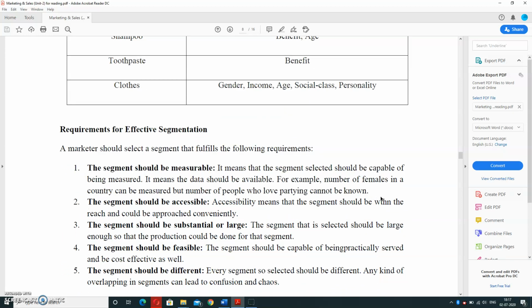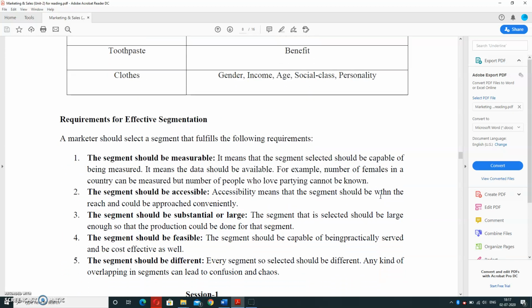Now, what is the requirement of effective segmentation? A marketer should select a segment that fulfills the following requirements. First, the segment should be measurable. It could be measured very easily. The segment selected should be capable of measurement. It means that data should be available to define the segment. For example, the number of females in a country can be measured, but the number of people who love partying cannot be measured. So it should be measurable.